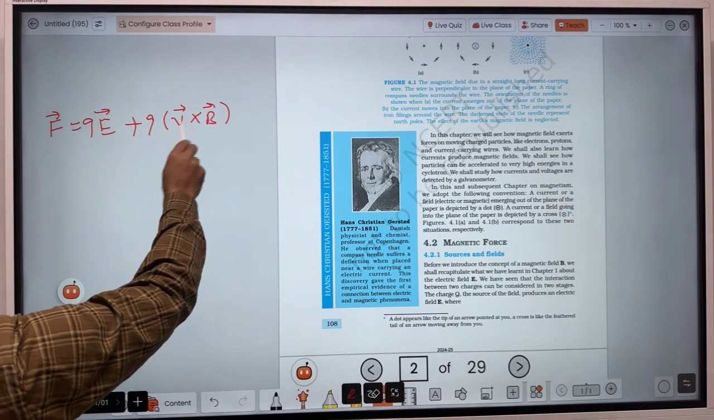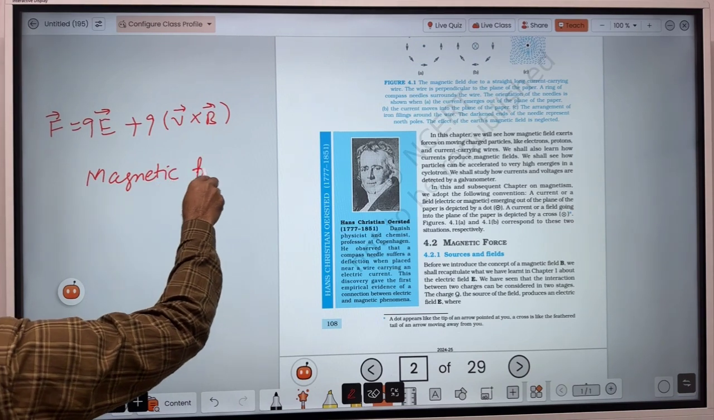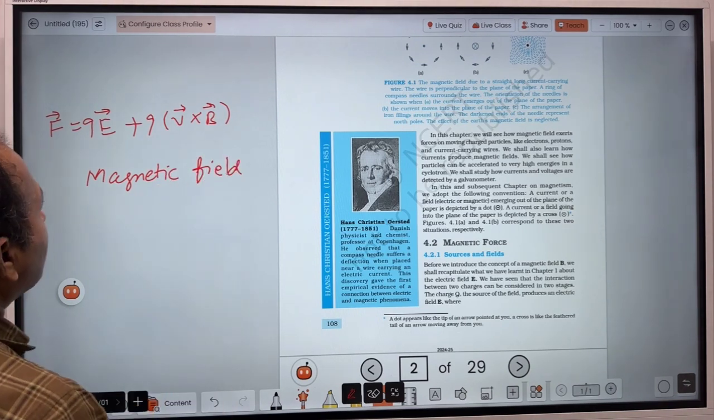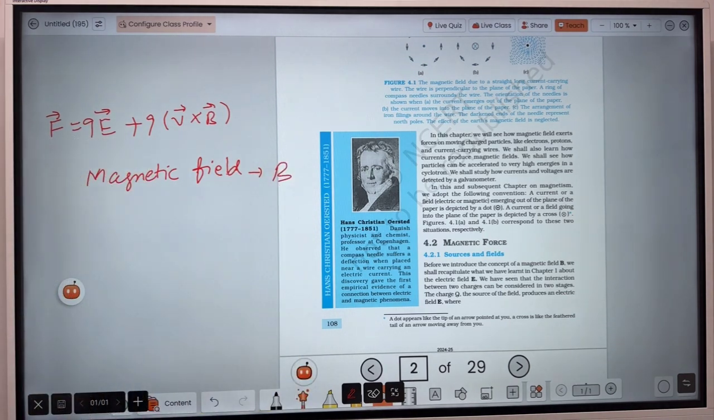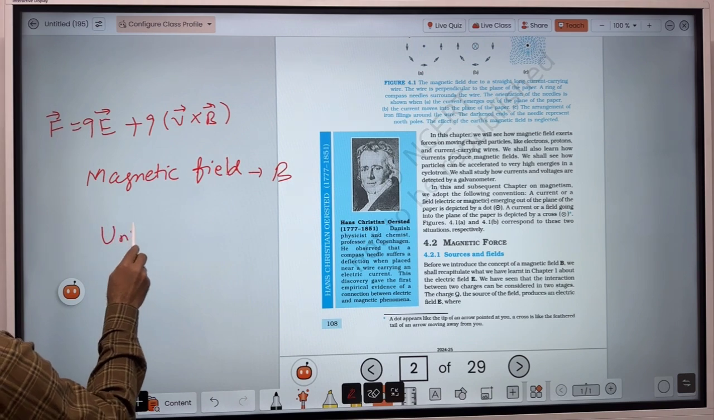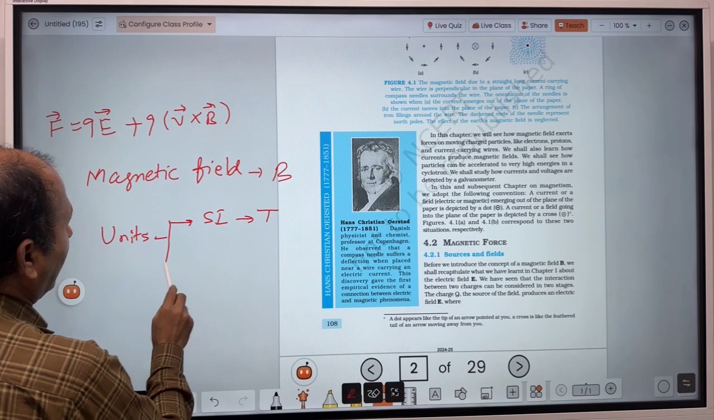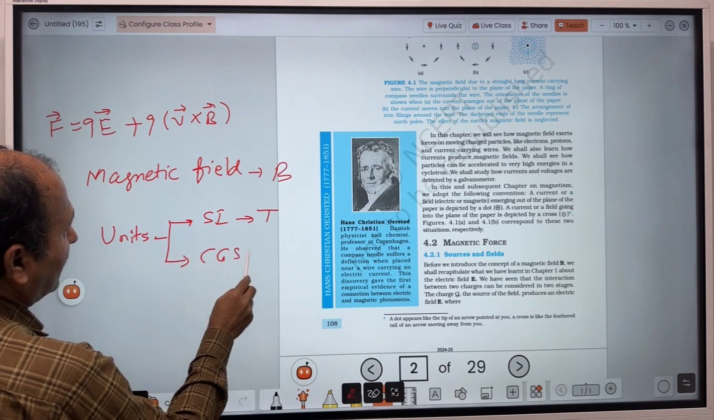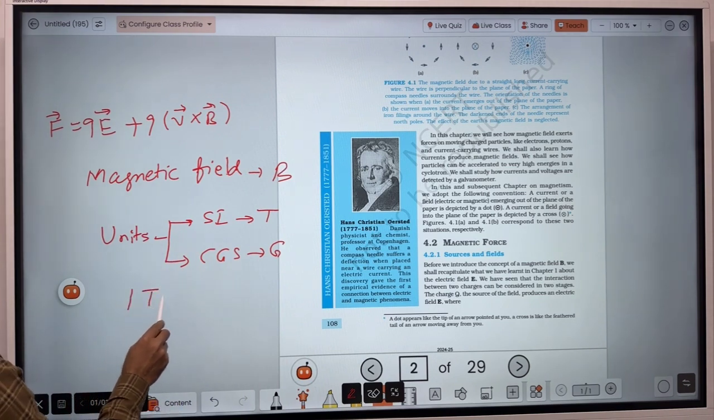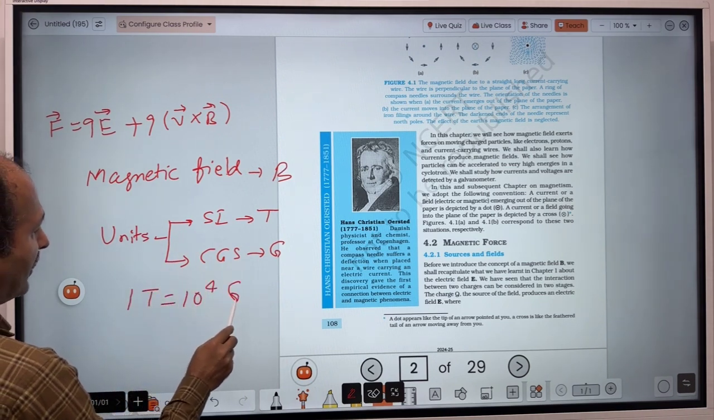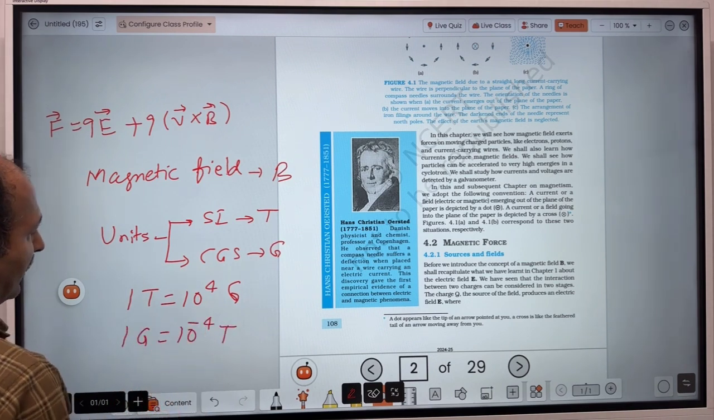Now here we are using the term magnetic field, so about magnetic field we must know something. Magnetic field is represented by B. It is a vector quantity and its unit, if we consider SI, is Tesla, and if we consider CGS, it is Gauss. Now if we see the relation between the two, 1 Tesla is 10 power 4 Gauss, or 1 Gauss is equal to 10 power minus 4 Tesla.